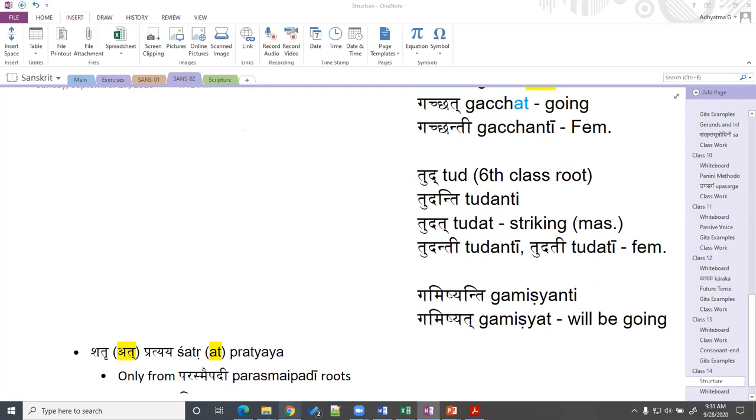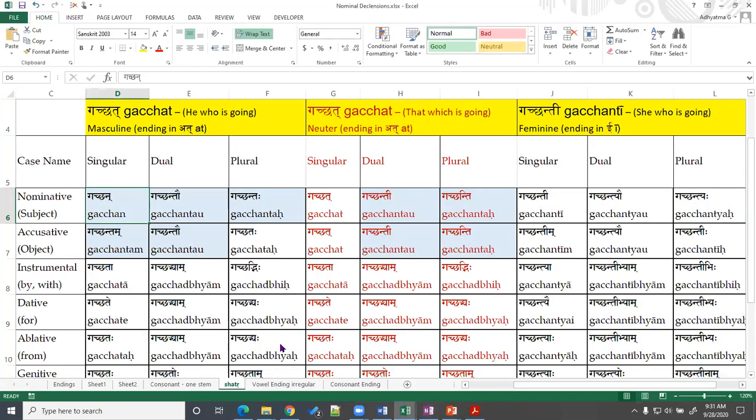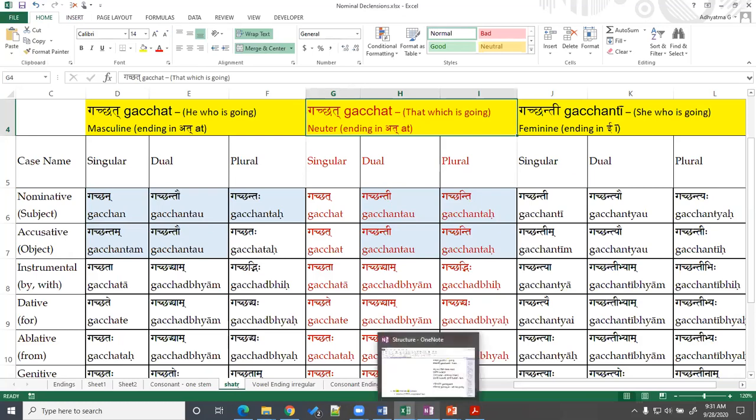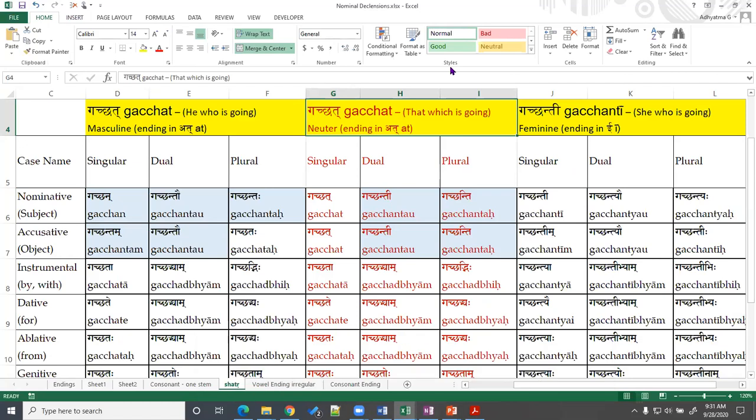Okay, there is a comment here: for gacchat neuter, the Devanagari does not match the IAST. Let me check. So gacchat, is that where you are saying? Here it is matching fine. Michelle, can you please clarify where you are seeing that the Devanagari doesn't match the IAST? Which particular place?